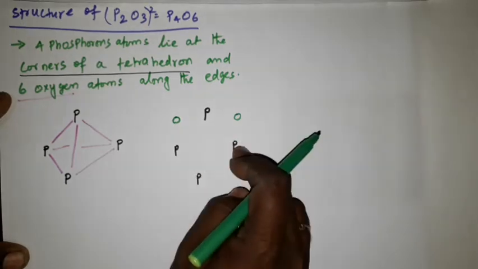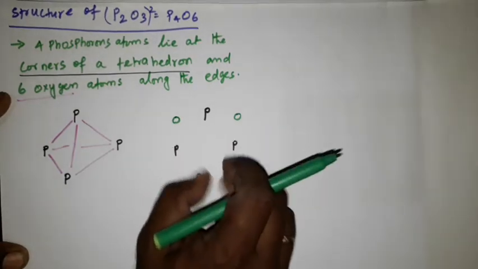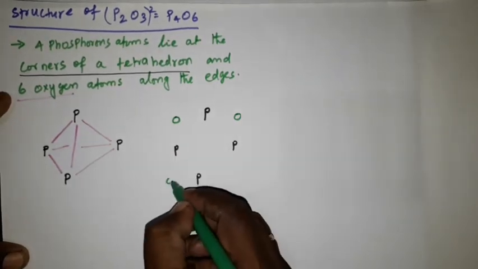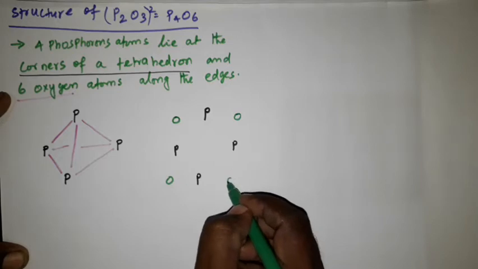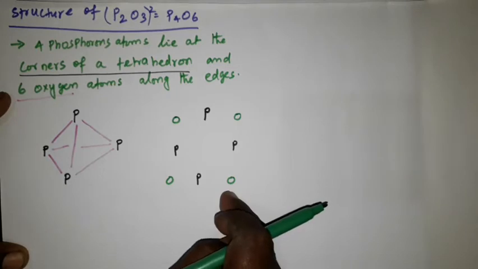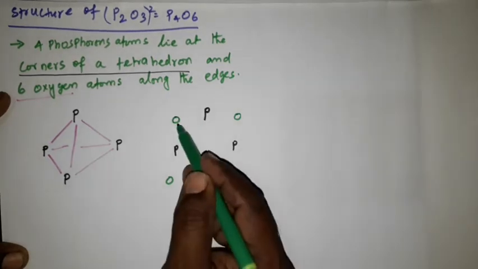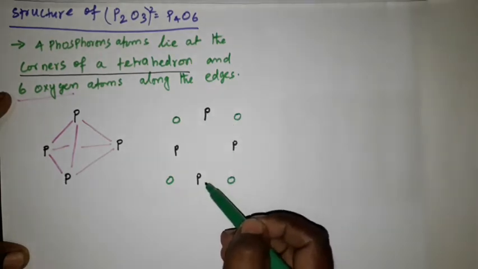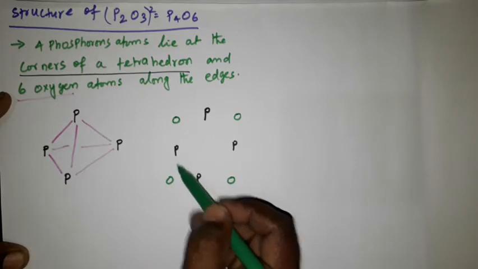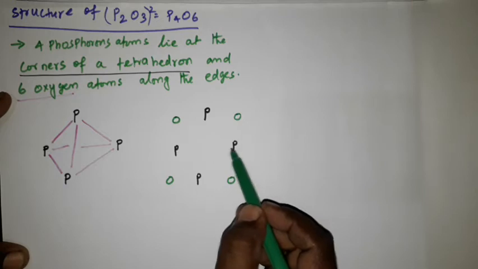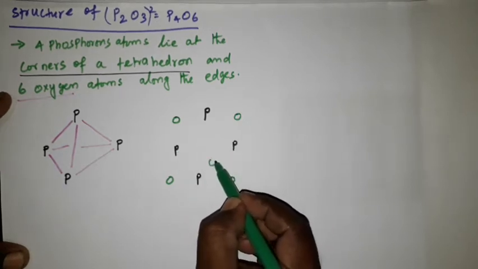Actually it is very easy to draw the structure of phosphorus trioxide. Follow this method, it will be very easy for you. Then between these 2 phosphorus, one oxygen atom, then between these 2 phosphorus, another oxygen atom. So total 1, 2, 3, 4. So 2 more oxygen atoms remain. One oxygen atom between these 2, another between these 2, and one more between these 2. Now between this phosphorus atom and this phosphorus atom, I am going to draw the oxygen atom here.